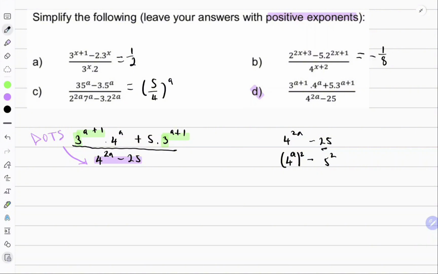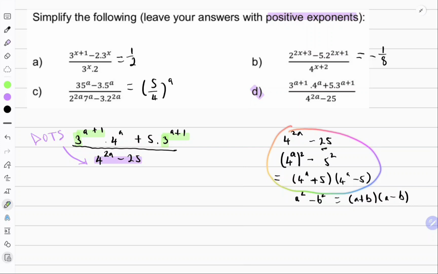So you know that the difference of squares is, if you have a squared minus b squared, you can write that as a plus b, a minus b. So likewise with this one, you can say it's 4 to the power of a plus 5, 4 to the power of a minus 5. So that's how I used the difference of squares here. So I'm just gonna replace this with the difference of two squares. I'm gonna factorize using the difference of two squares.